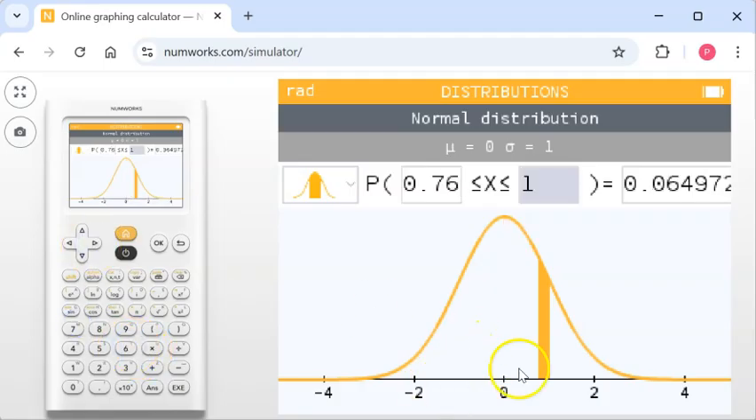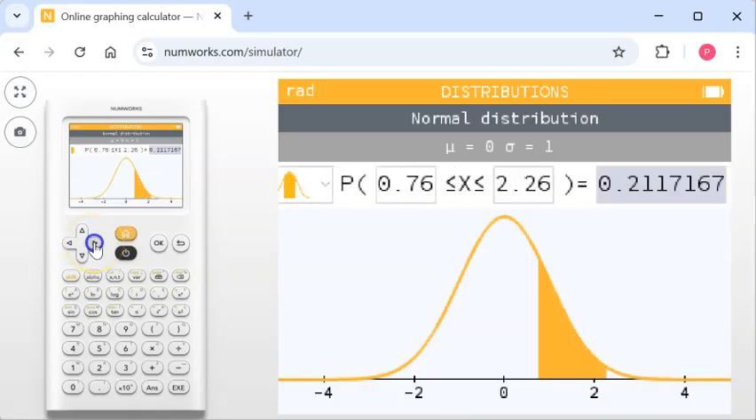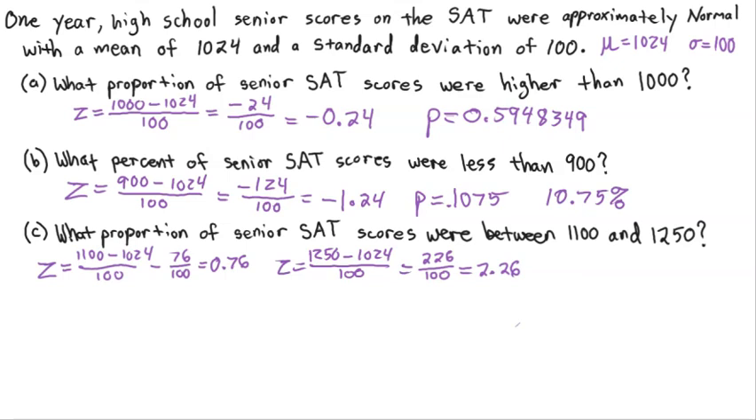So we're going to arrow over, and we're going to put in 0.76. We're going to arrow over, and look, it moved it. Look, the line over here is at 0.76, then 2.26, and then arrow over, and look, here's our answer. So look, here's the shaded region between 0.76 and 2.26, and our p-value is 0.2117167. So p equals 0.2117167. Okay, and that is the proportion of scores that were between 1100 and 1250.